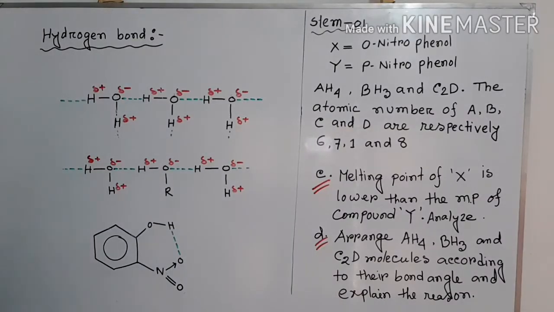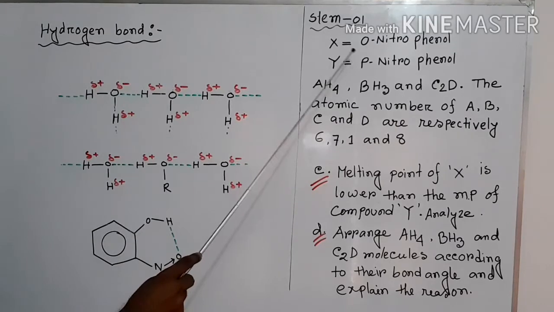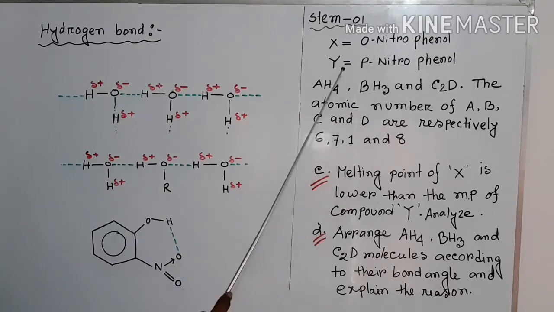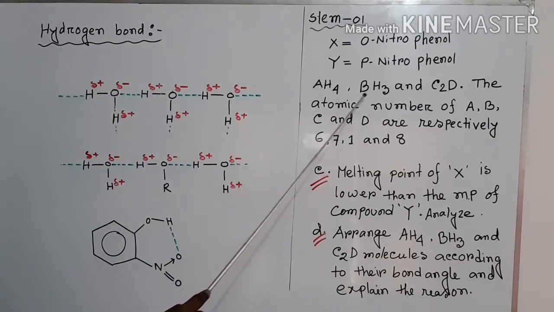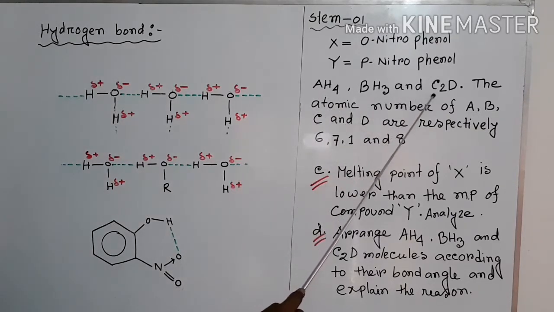Today we discuss some creative questions from Chemistry First Paper, Chapter 3, Periodic Properties and Chemical Bonds. Dear students, here is Stem 1: X is orthonitrophenol, Y is paranitrophenol. They are given AH4, BH3 and C2D. The atomic numbers of A, B, C and D are respectively 6, 7, 1 and 8.